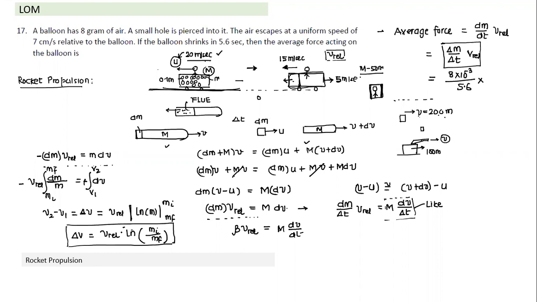If the rocket is moving in this fashion, it is having beta. The beta term indicates the rate at which flue gas is escaping, like the rate at which air escapes here. This value is constant, V relative is constant. Will the acceleration of the rocket remain constant? Will it keep decreasing or keep increasing? How would the acceleration of the rocket change if the rate at which the flue gas escapes is constant and the relative velocity also remains constant?